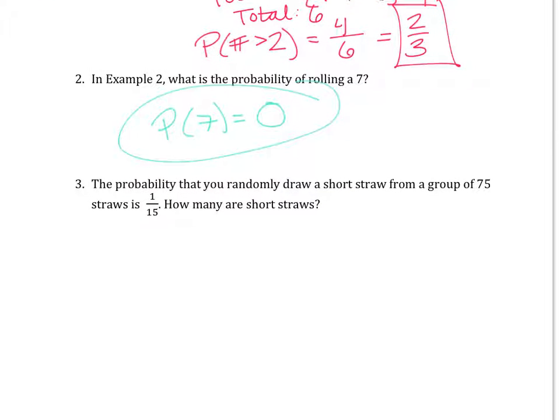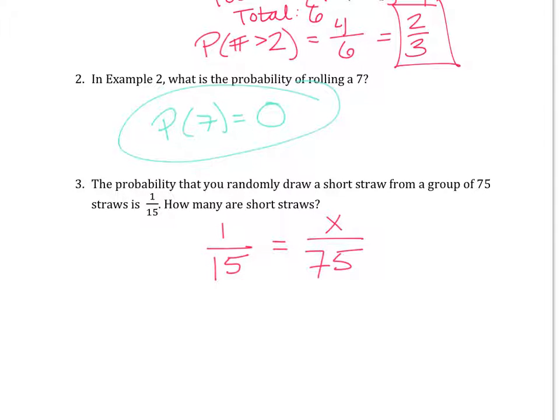So number 3 is a lot like example 3. The probability that you randomly draw a short straw from a group of 75 straws is 1 out of 15. How many are short straws? So again, we're going to start with this given probability that they've given us, that 1 out of 15 straws are short. So if we're dealing with a total of 75 straws, we're missing the amount of short straws.